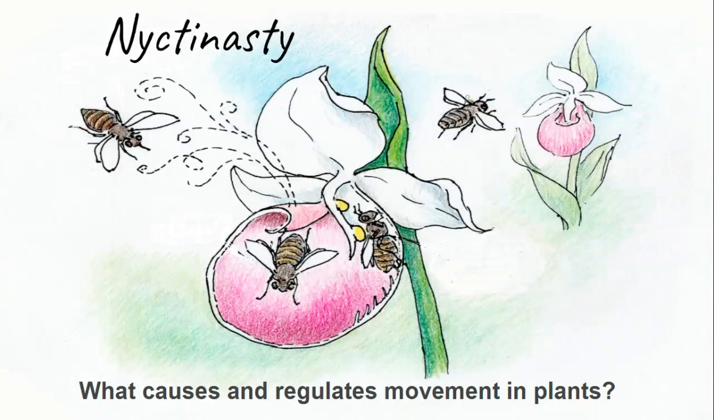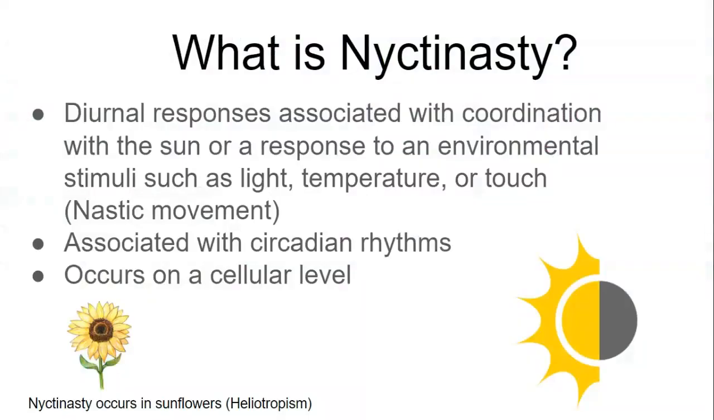What causes and regulates movement in plants? The answer is Nyctinasty. Nastic movement is the diurnal response, or response to environmental stimuli such as light, temperature, or touch. These movements can occur in the leaf, stem, or flower petals and are regulated by the plant's circadian rhythm.